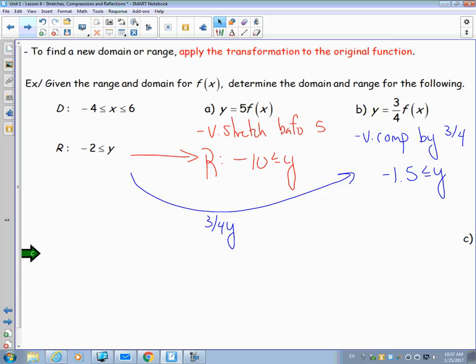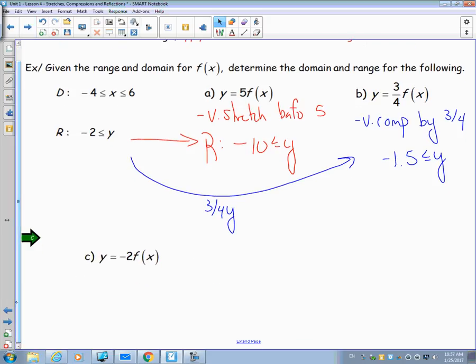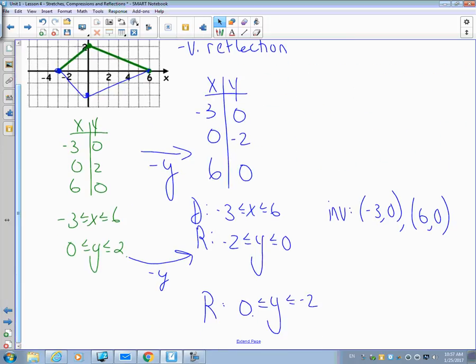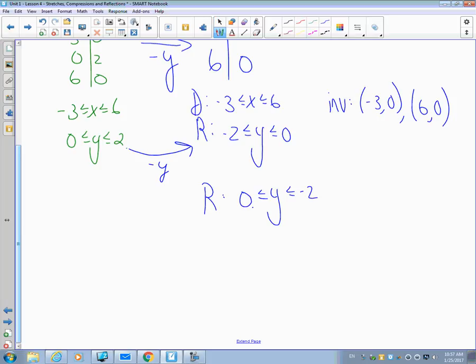But here's the tricky one. Letter C. What happens when it's a negative? Okay. We noticed there was a little problem in this previous one here, this negative sign. It wasn't quite the same, right? In fact, if you think about it, this thing needs to go here, and this thing needs to go here.